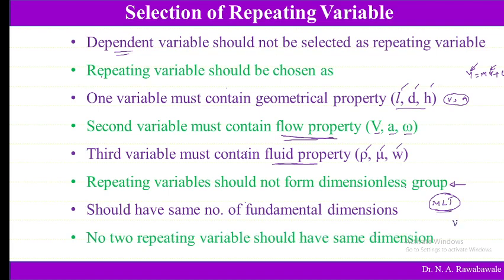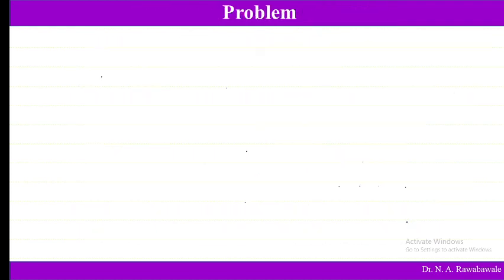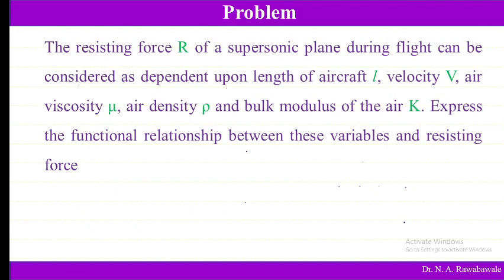Say for example, velocity is meters per second, that is length, LT to the power of minus 1 is the dimension for velocity. So no other repeating variable which we have chosen should have this dimension LT to the power of minus 1. So no two repeating variables should have the same dimension. So this is the condition for selecting repeating variables. Now we'll discuss a problem. So how can this Buckingham's pi theorem method be used to solve this problem?